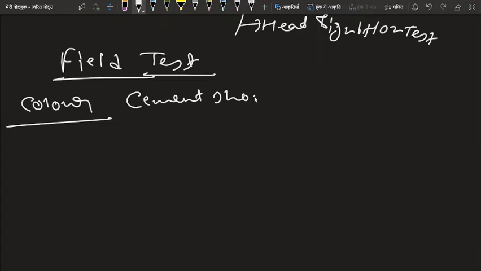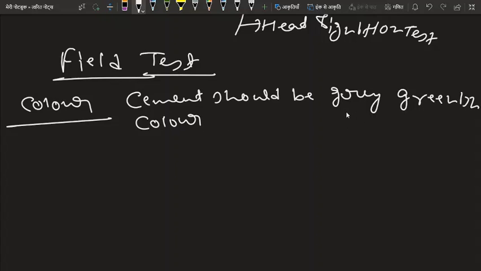Cement should be gray greenish in color. Remember this point: cement should always be gray greenish. It is the best type of cement, the one which shows a gray greenish type of color. And our next field test is on the basis of physical properties of cement.